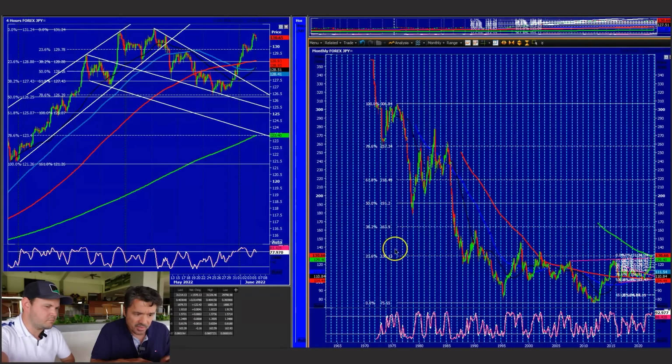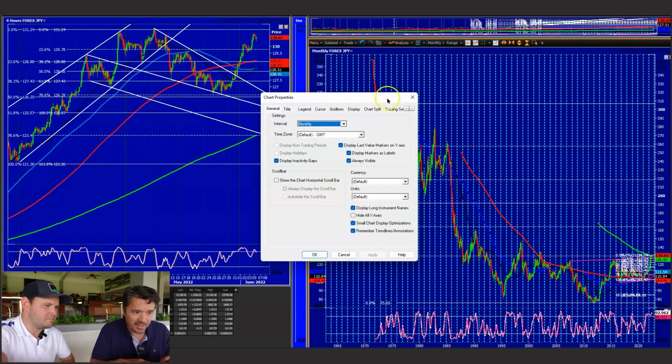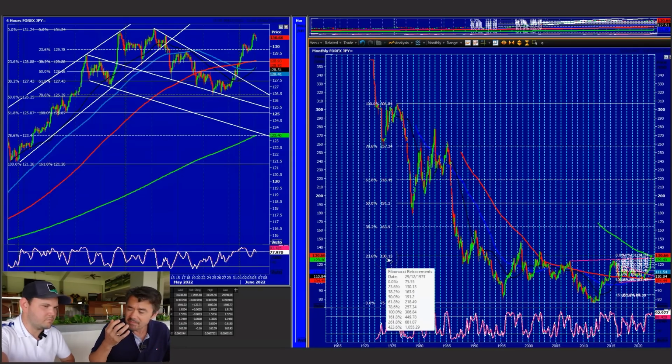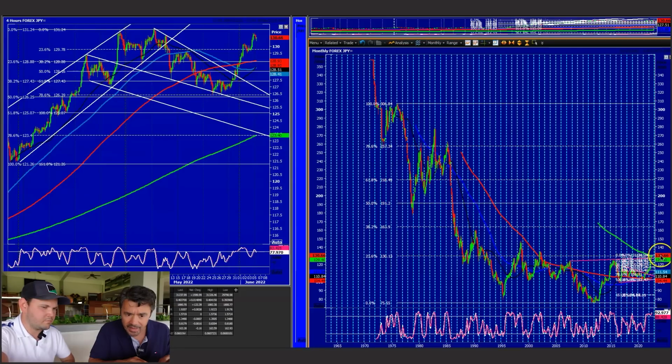The dollar yen is now testing the 23.6% fib. I've taken it from this peak because the data only goes back up to here. So I've assumed that this is the peak of that particular market, and then the market obviously did tumble. So around 130 is a really important Fibonacci level, and we're around that right now.